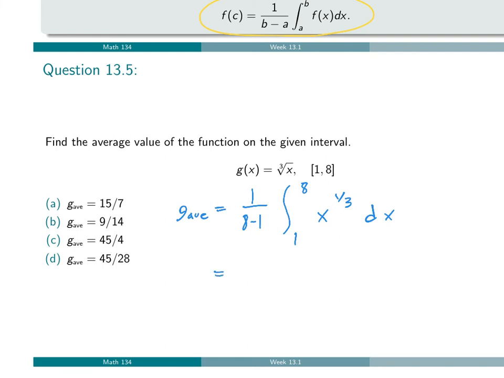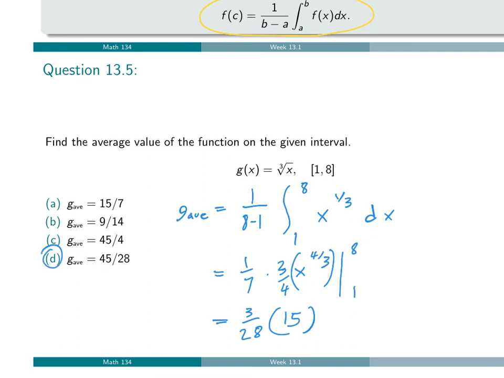All right, so we have 1 over 7, and then x raised to the 1 higher power, 4 over 3, multiplied by the reciprocal, which is 3 over 4, and evaluating with 8 and 1. Okay, so this equals, copy all the numbers from above. We have 3 on the top and 28 on the bottom, and then plug in 8 and we get 16, plug in 1 and we get 1, so 16 minus 1 is 15, and then looking through the answers, 45 would be my 3 times 15.